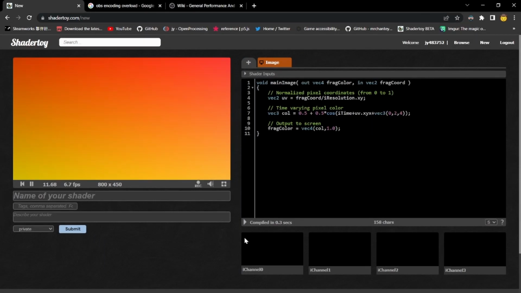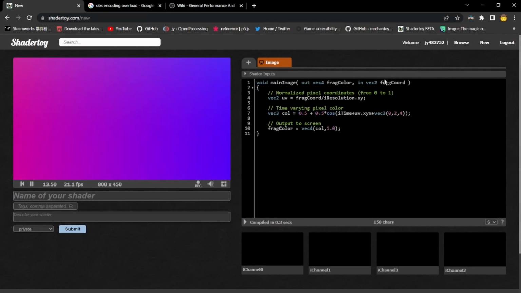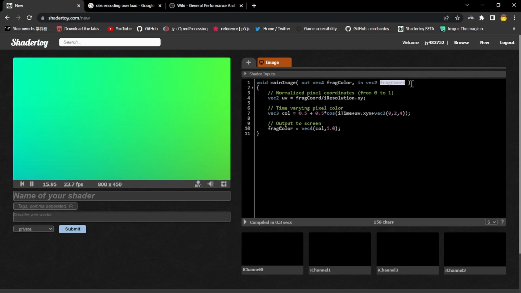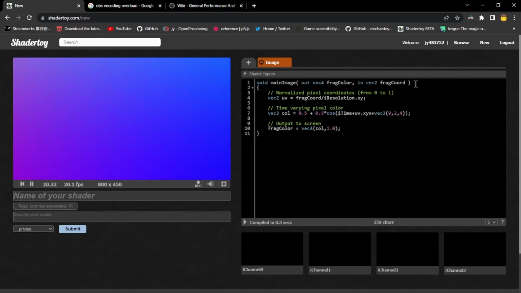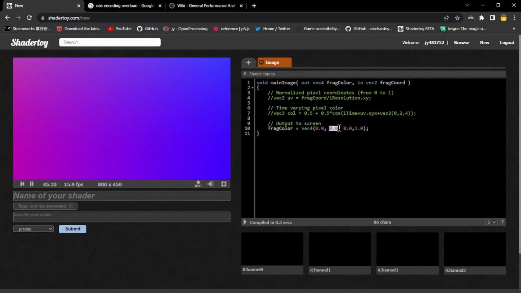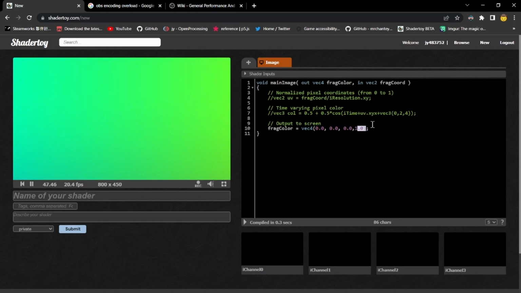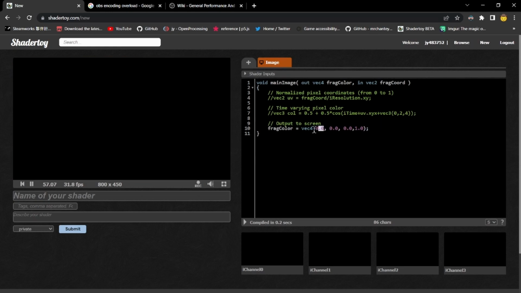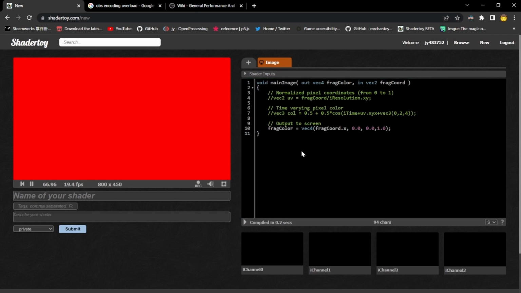So let's actually make a shader and see what's going on. Frag coord is the coordinate of this pixel. Imagine you are that tiny computer. You just know your position. Frag color is the output: red, green, blue, alpha. Let's try putting the frag coord in here. You'll see that the entire screen is red.